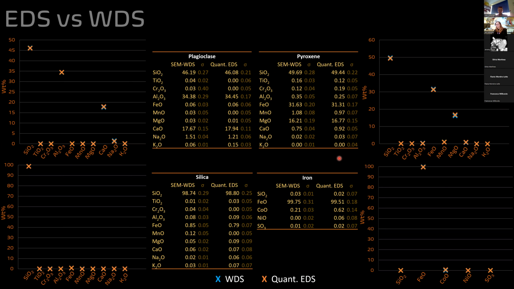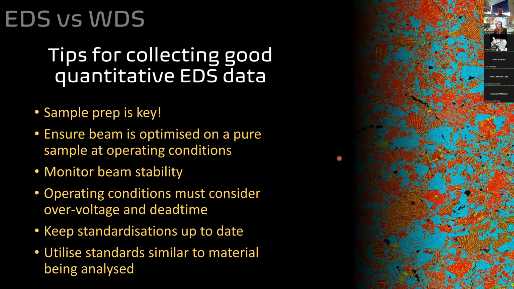So if you do want to collect good Quant EDS data, you have to make sure your sample prep is good. I outsource all of mine to my colleague Cheska. She's never given me a bad sample. Everything is beautifully polished, beautifully prepared. But if you have any sort of surface topography, that's going to upset your beam. You have to ensure that your beam is optimized on the pure sample at the same operating conditions you're working at.